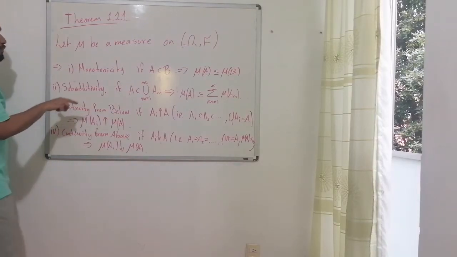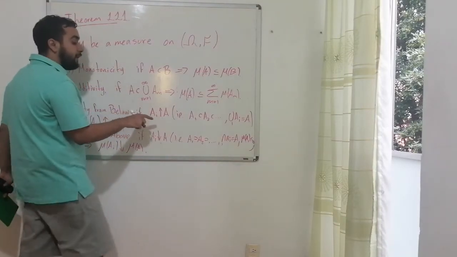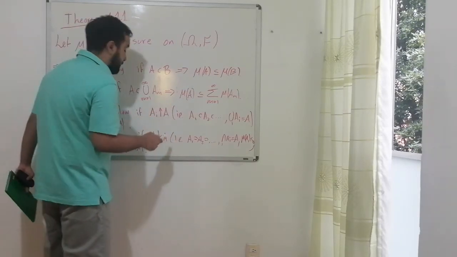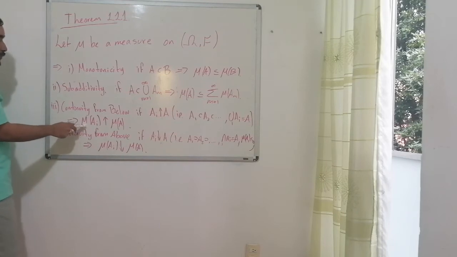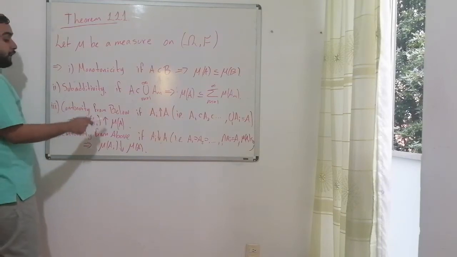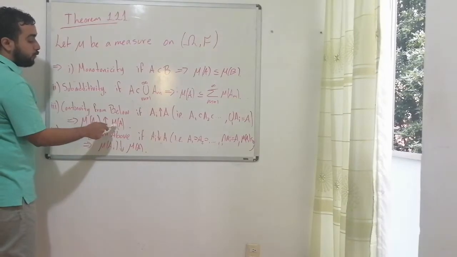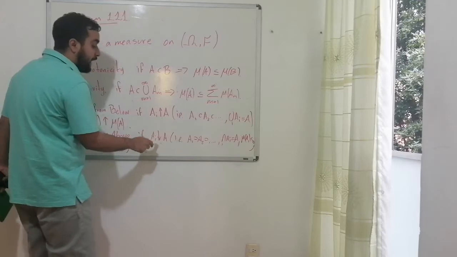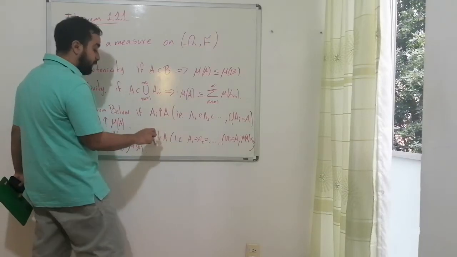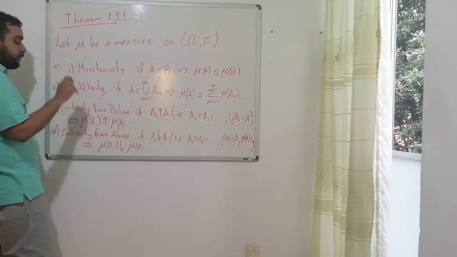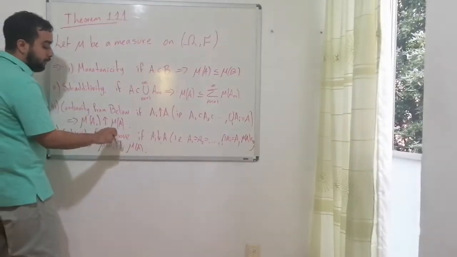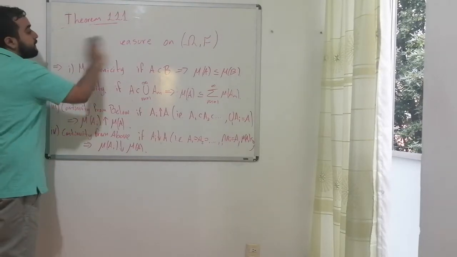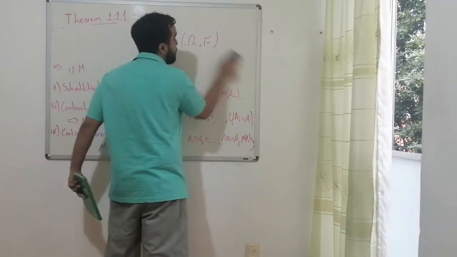Continuity from below: if A_i converges from below to A, then mu of A_i converges from below to mu of A. And continuity from above: if A_i converges from above to A, then mu of A_i converges from above to mu of A. Well, we continue to erase to prove this theorem.